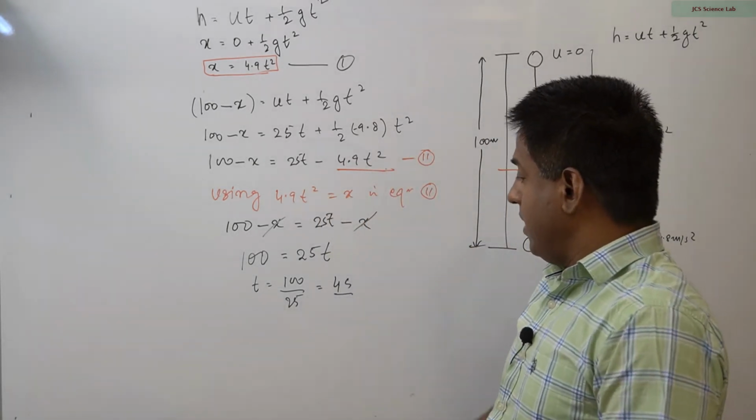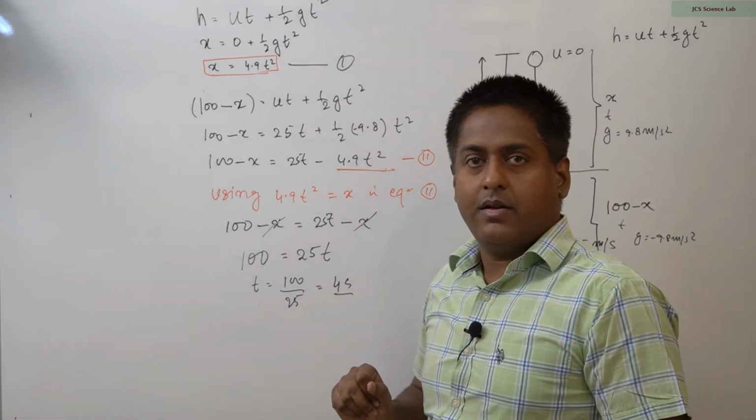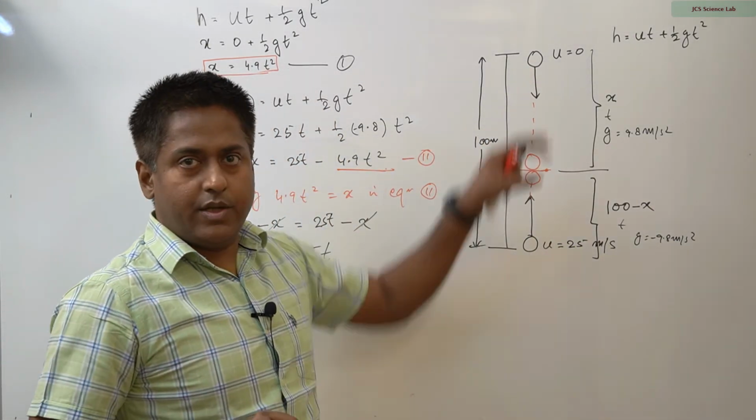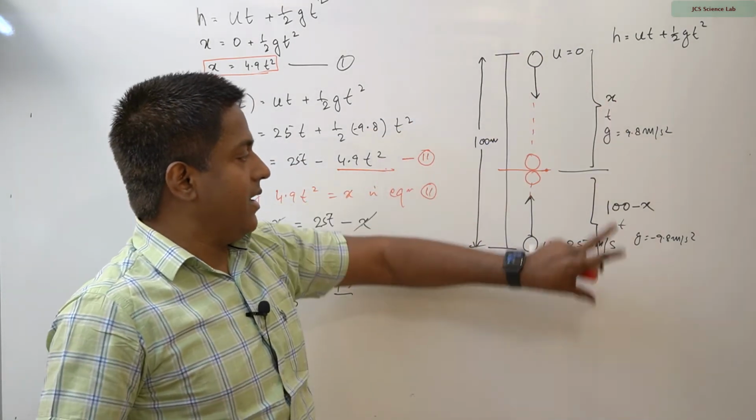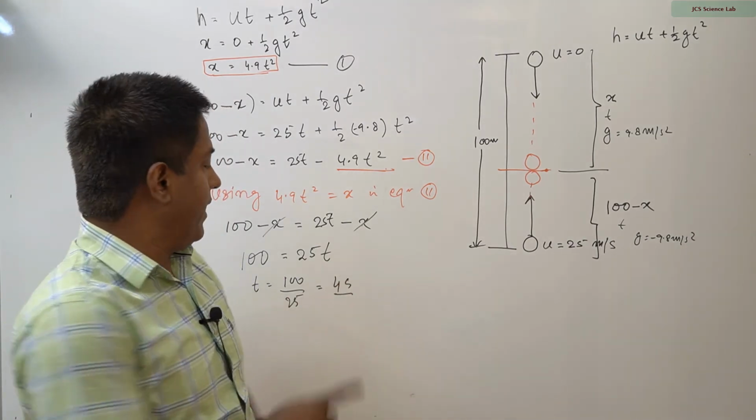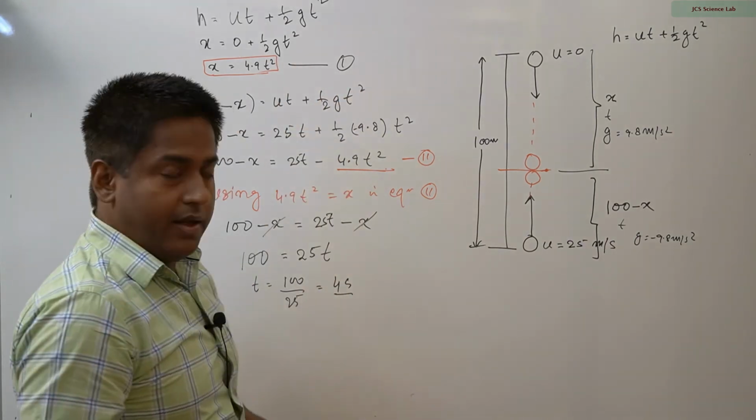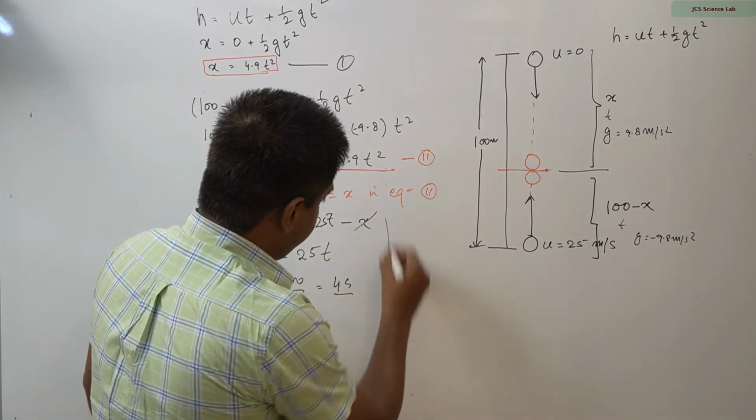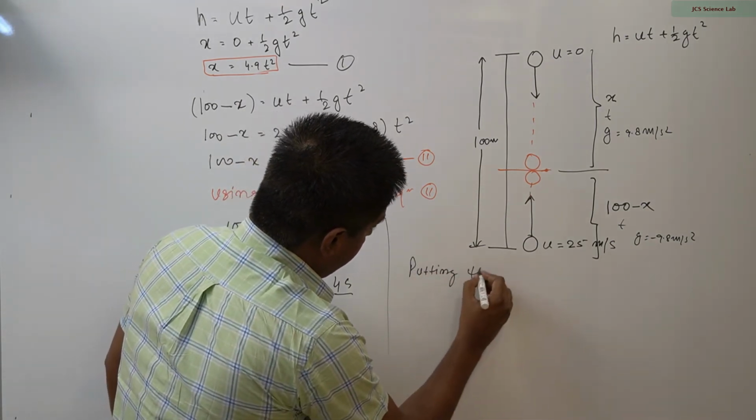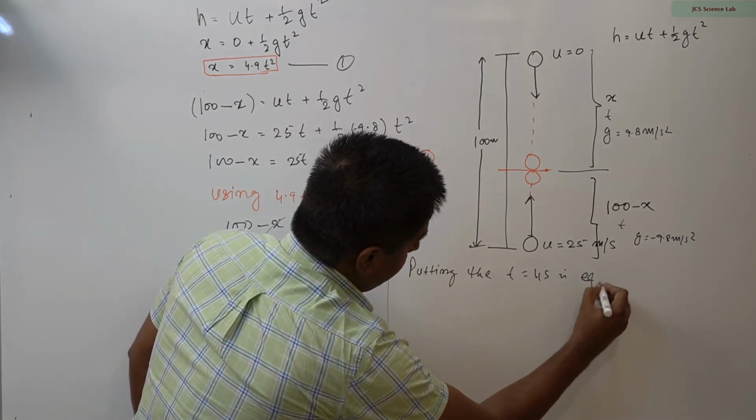It means that after 4 seconds they will meet. In 4 seconds, one will travel x and the other will travel 100 minus x. Now, because we have got the time, we can put the value of t in any of the equations. Let's say I am putting the value of t in equation 1. Putting t is equal to 4 seconds in equation 1.